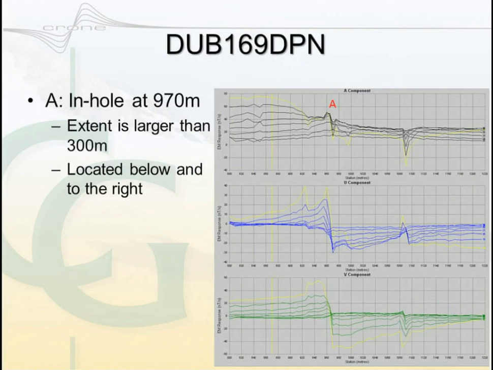And then looking at the data, when they deepened it, you get a large in-hole at 970 meters, and the modeled extent was larger than 300 meters. So you end up getting a nice crossover in the X and the Y. So this is pretty textbook here. So this was another very successful hole just by paying attention to the detail and the buildup at the end and deciding to deepen it and keep going.